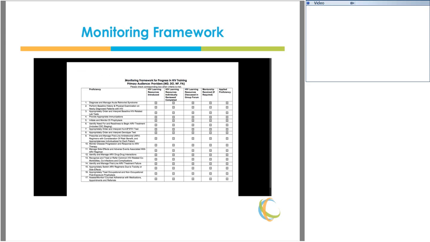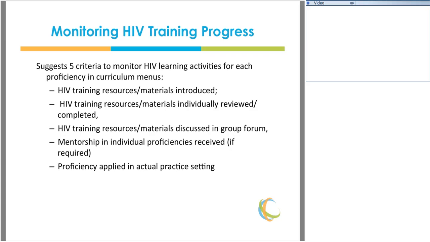This is an example of the monitoring framework and monitoring HIV training progress. We suggest 5 criteria to monitor HIV learning activities for each proficiency in the curriculum menus: HIV training resources and materials introduced, HIV training resources and materials individually reviewed and completed, HIV training resources and materials discussed in a group forum, mentorship in individual proficiencies received, if required, and proficiency applied in the actual practice setting.